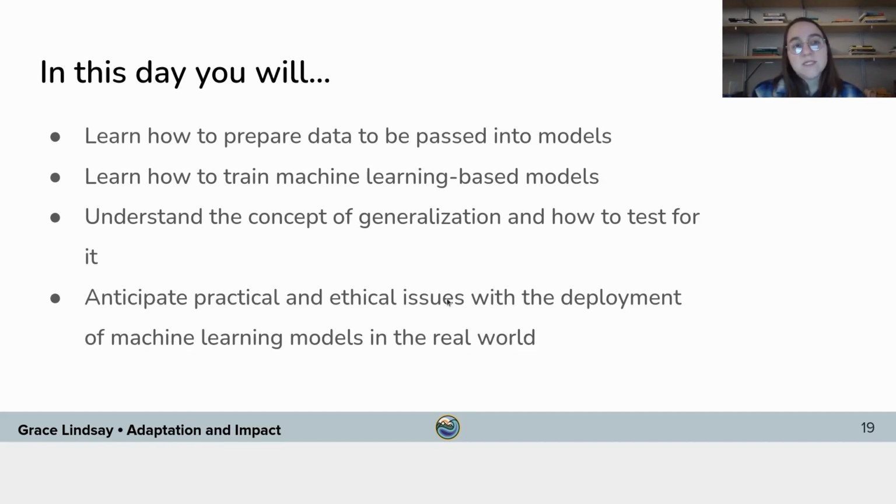Looking forward to the rest of the day, you're going to learn how to prepare the data to be passed into models, and learn how to train a specific machine learning model. We're going to talk about the concept of generalization, which is very important in machine learning, and we're going to get into the practical implications for if you try to deploy these kinds of systems in the real world.